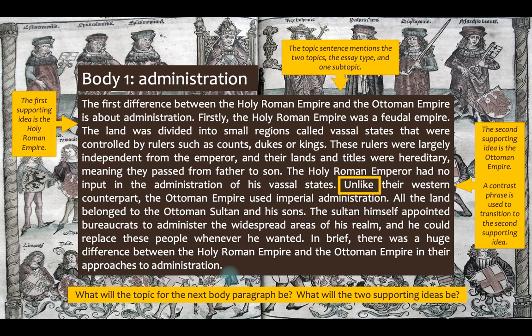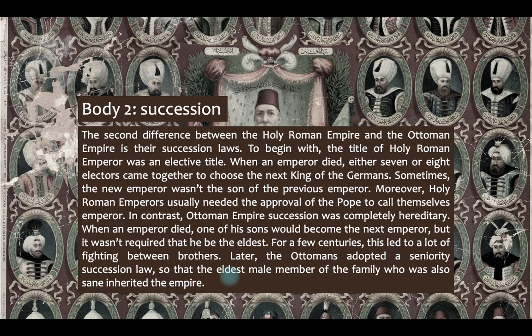So what will the topic for the next body paragraph be? And what will the two supporting ideas be? Hopefully those are easy questions for you to answer. Body 2 is about succession. And we're going to have the same two supporting ideas, the Holy Roman Empire and the Ottoman Empire.